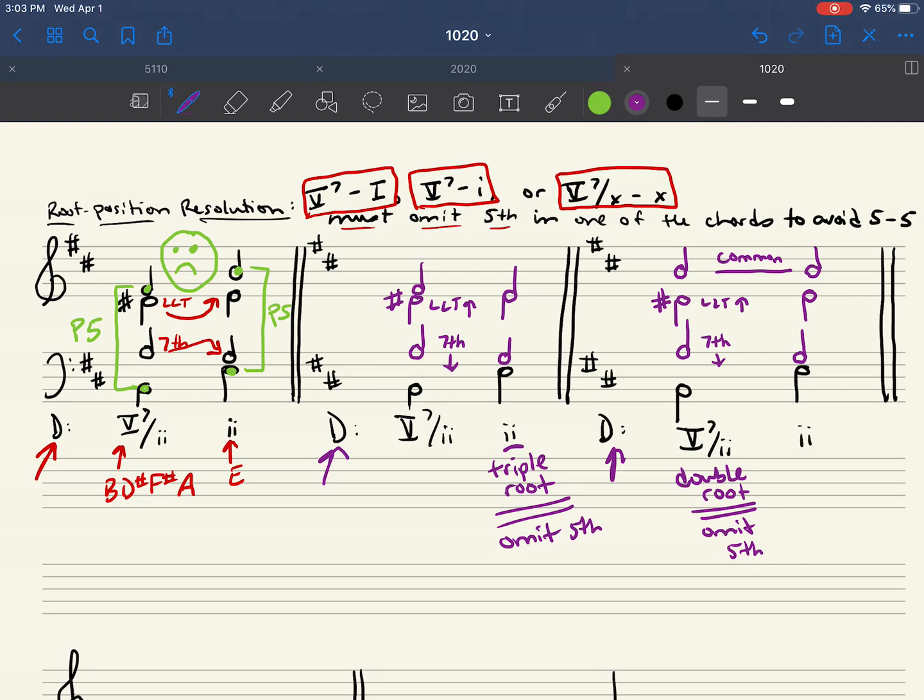So to summarize, when writing a root position 5/7 to a root position chord of resolution, whether that's tonic or a secondary key area as in this example, one of those chords must omit the fifth so that you resolve the tendency tones and avoid the parallel fifths.